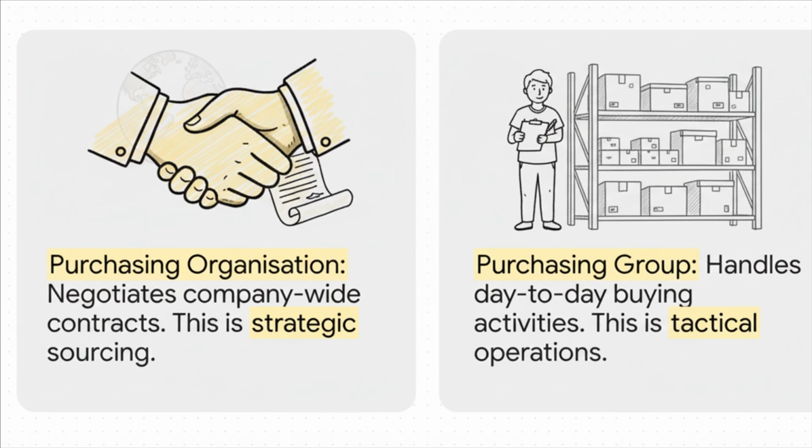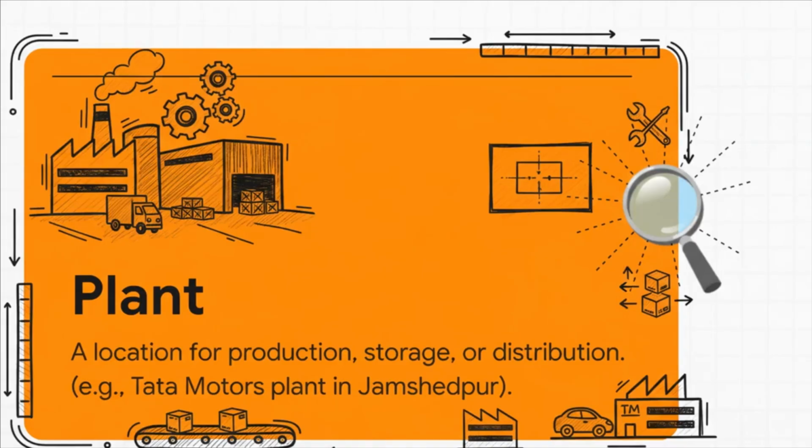Then you have the purchasing group. They're the tactical folks, the buyers on the ground who are placing the actual day-to-day orders for a specific factory using those big contracts that were already negotiated. Next up is the plant, and this is really the heart of the operation. Now, a plant isn't always just a factory. It could be a distribution center, a huge warehouse, really any physical spot where value is being created or stuff is being stored. And a perfect example, of course, is that massive Tata Motors manufacturing plant in Jamshedpur.